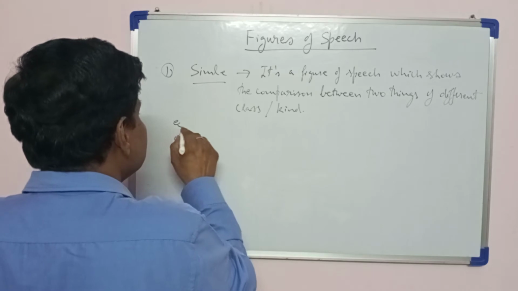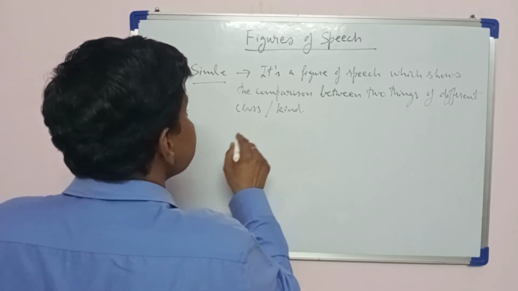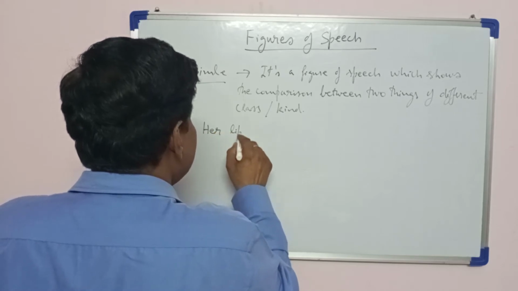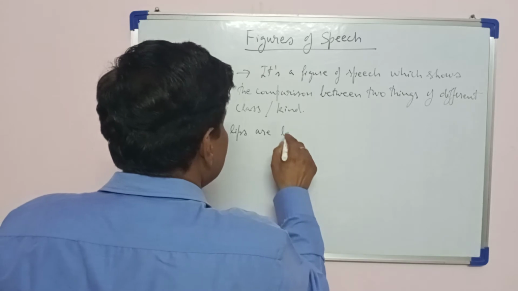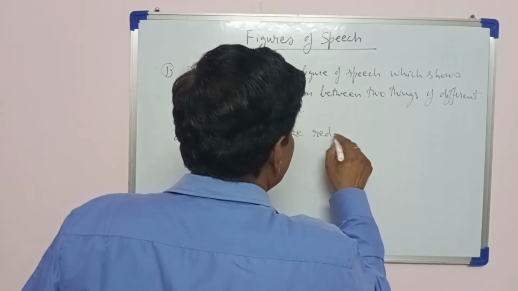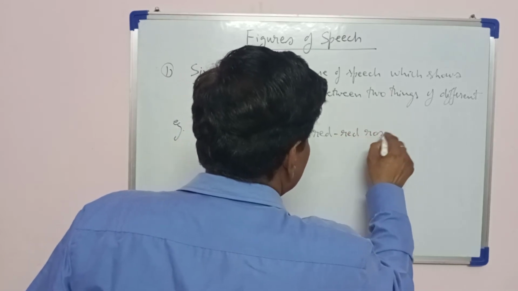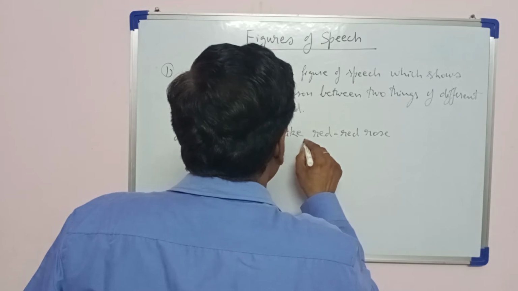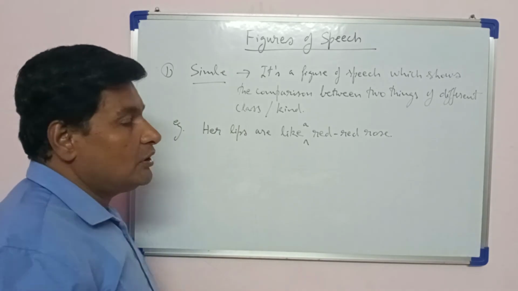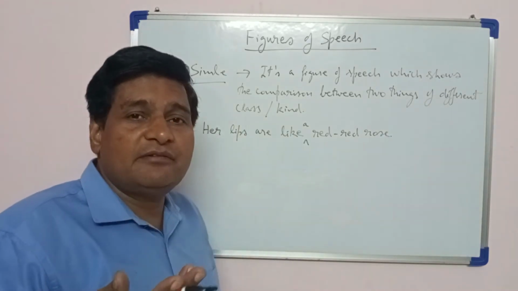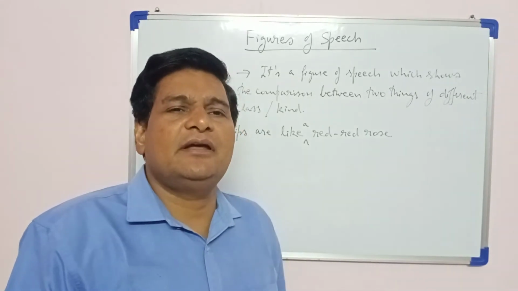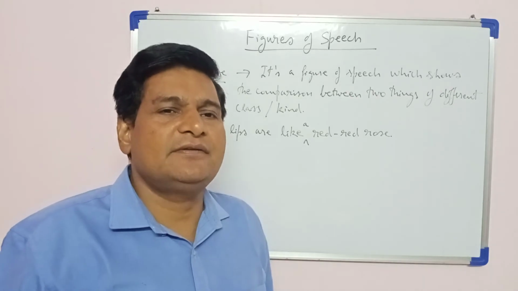Example, her lips are like a red rose. Are like a red rose. So here you can see two things of different class are compared. If the things are of the same class, then there would be no simile in that sentence.